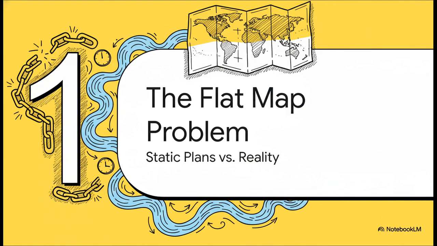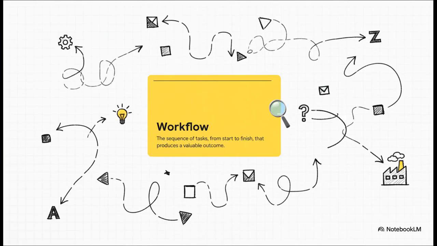To find the answer, we first got to really diagnose the problem, and it's what I like to call the flat map problem, this static, two-dimensional way we've always looked at how work gets done. Now, at its core, what we're talking about is a workflow. It's just the sequence of tasks, from start to finish, that creates something valuable. It's the path your work is supposed to follow. Sounds simple, right? But as we all know, that path is never, ever a straight line.